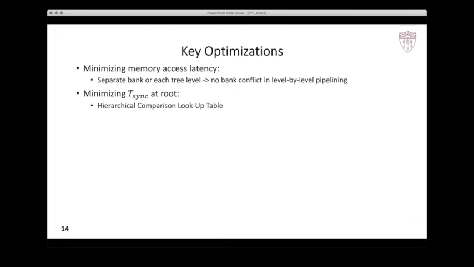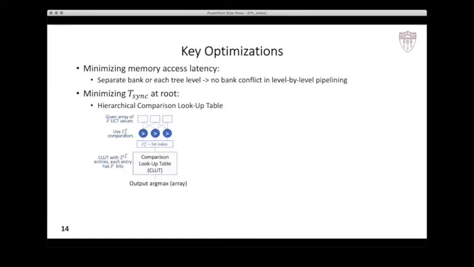Apart from our bank partitioning optimization that ensures single-cycle access to all the banks, I will also talk about how to minimize the inter-worker interval at the root in an area-efficient way. Basically, given F edge weights, if we allocate a comparator for every 2-combination in F numbers and use the comparison result to sample from a pre-compiled comparison lookup table, we can obtain the maximum edge in 2 constant cycles.